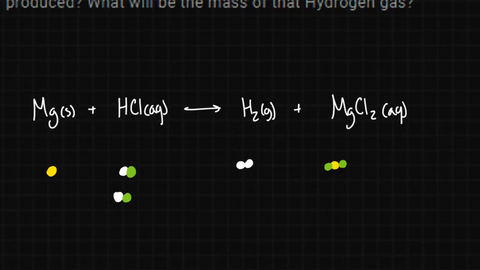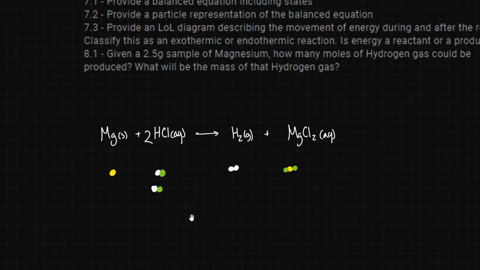So ultimately then what we need are just 1 of these magnesiums. So I'm not going to draw, but there's a 1. 2 of these HCl's, 1 of these H2s, and 1 of these MgCl2s. So that's 7.1. Here's 7.2.